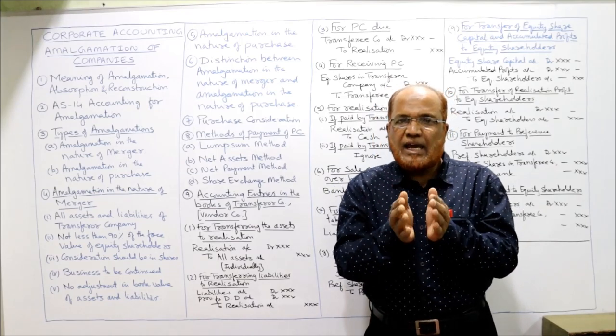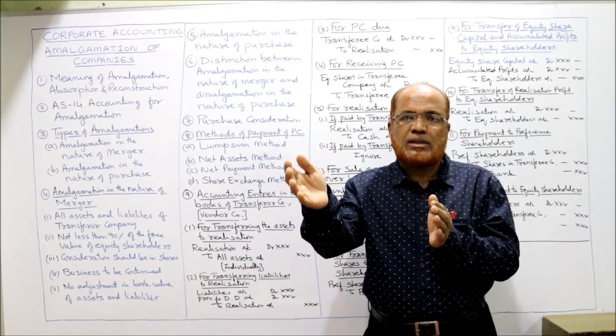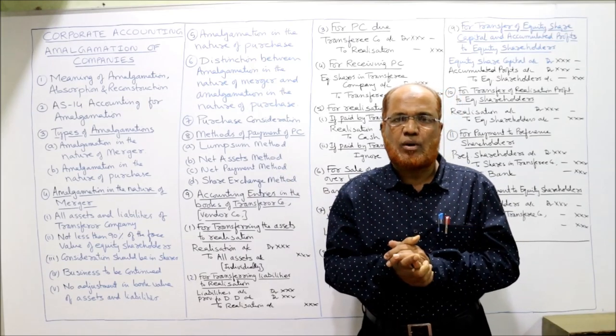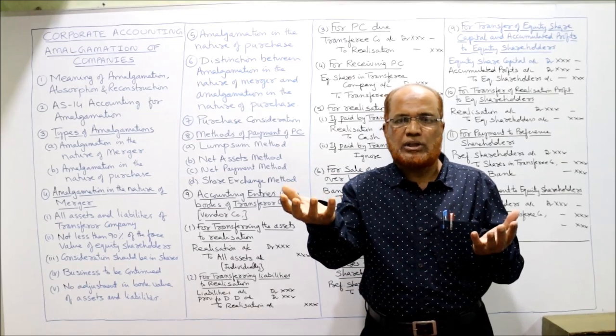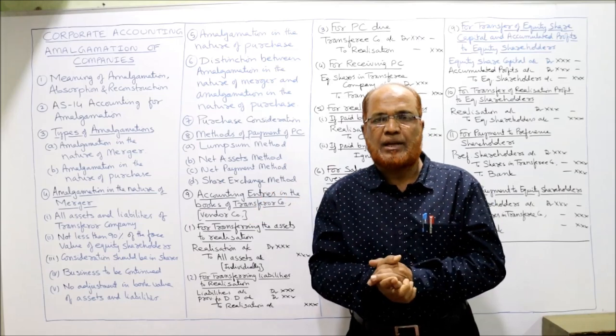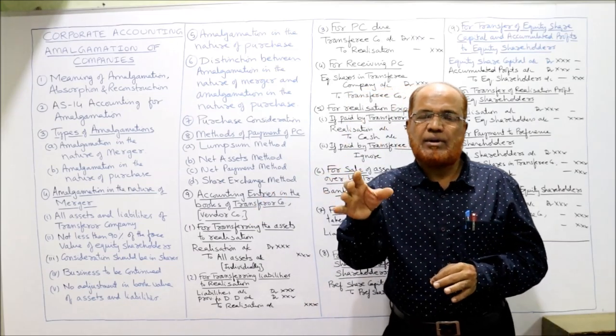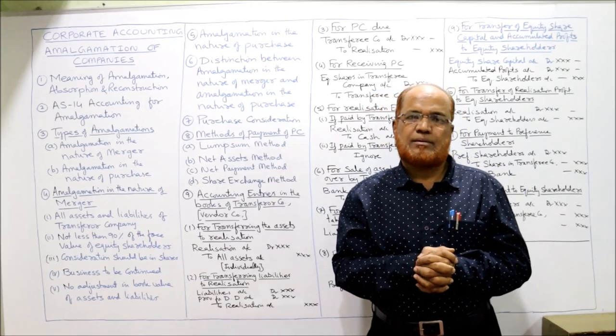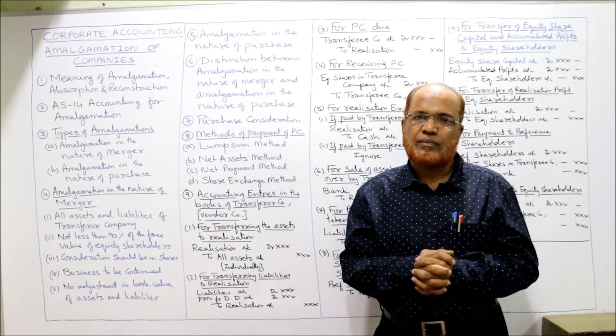Absorption. One existing company taking over the business of another existing company. No new company is formed. Example, A Limited and B Limited, both are existing companies. Now A Limited is wound up, liquidated, and all the assets and liabilities of A company are being taken over, purchased by B Limited. This is an example of absorption.